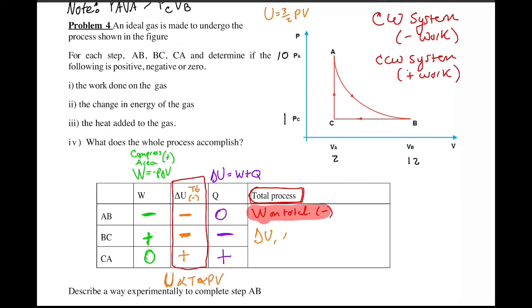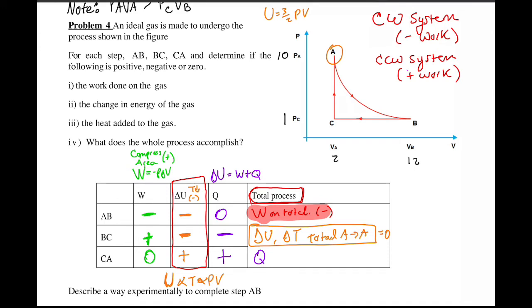The delta U is the change in temperature, and we're looking at that for the total process. So that means from A back to A, how does the PV value change? Well, at A, P times V is 20, and at A again, P times V is 20. So in this entire process, if you go from the same starting point back to the same starting point, this has to be 0.